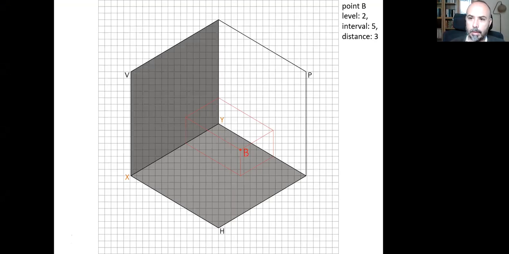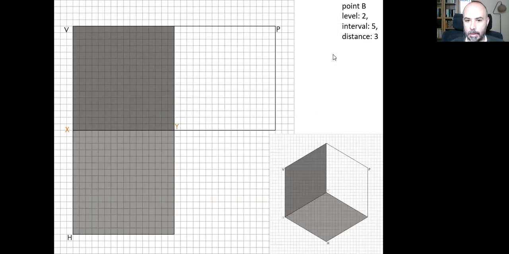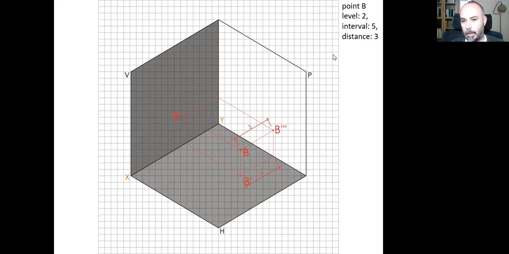And this time when we look at the actual position of the point B, it's located up here. And when we cast our 3 rays, we will get B prime, B double prime, B triple prime on the projection planes. Let's start by looking at the system from above.